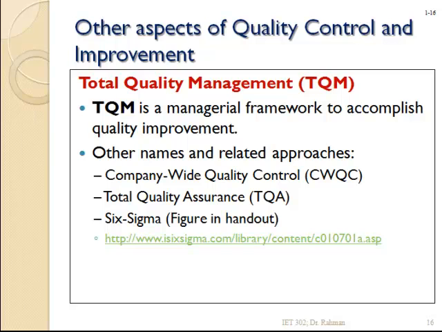Another aspect of quality control and improvement is total quality management, which we will cover mostly in our next class. By this we mean company-wide quality control aspects, or in other words, total quality assurance. And this system integrates the Six Sigma aspects of it. So these we will cover in our forward lectures.